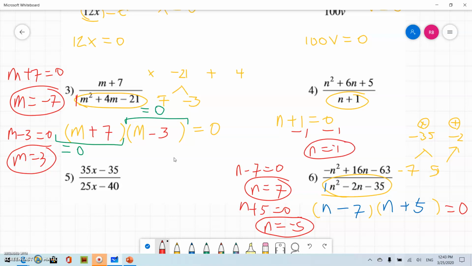Number 5 is very similar to number 4. So we set this equal to 0. And so we add 40 first.